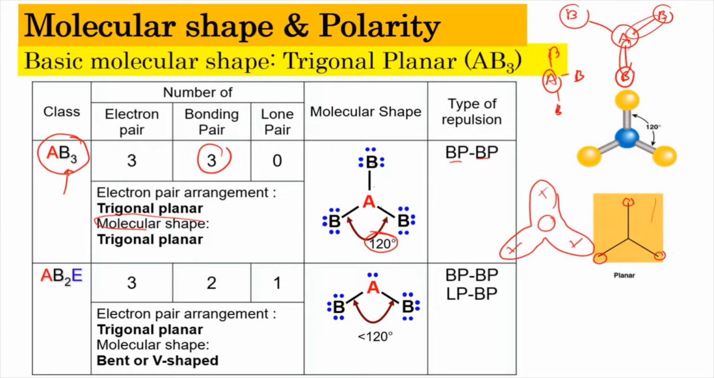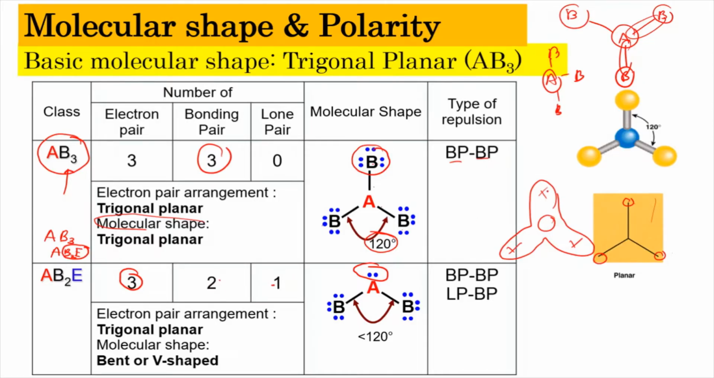And you can also change one of the bonding pairs to be a lone pair here. So when you change one of the bonding pairs to be a lone pair, then your class is going to change from AB3 into AB2E. Okay, and the summation here is still equal to 3 electron pairs. Okay, but two of them are bonding pairs, one of them is a lone pair.